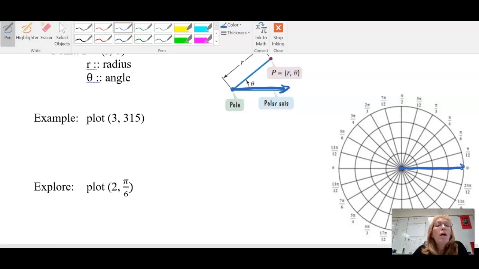All right, r is the radius, so how far out you are on your graph. So when we go here, the radius is where I stop. So am I 1 or 2 or 3 out from this center? The angle is the angle measurement here. So let's look at this.